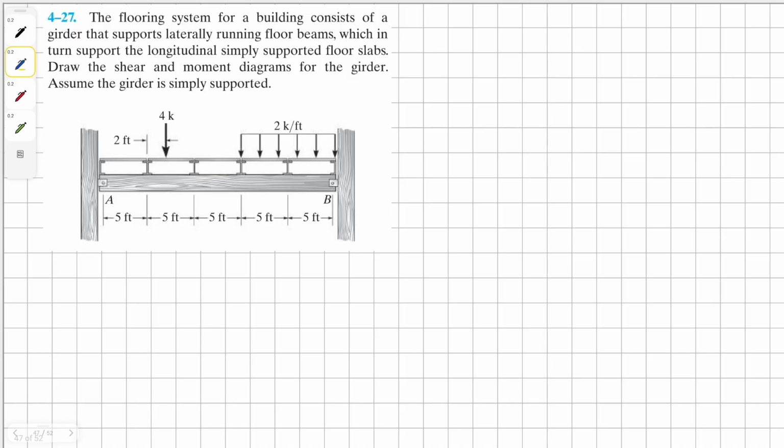The flooring system for a building consists of a girder that supports laterally running floor beams, which in turn support the longitudinal joists for the floor slab. Draw the shear and moment diagram for the girder.